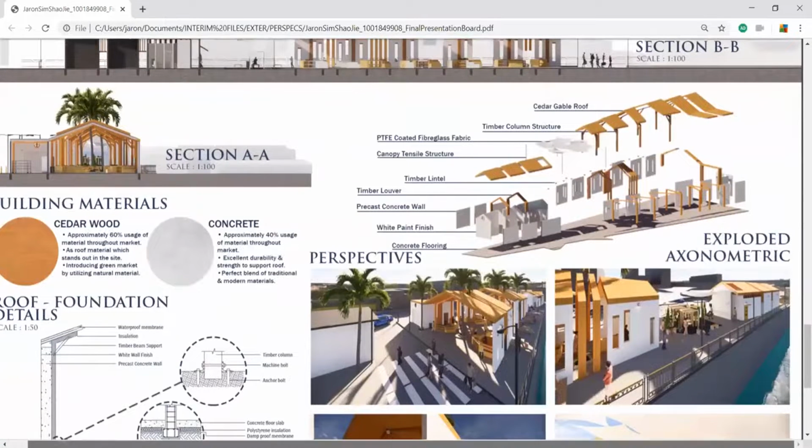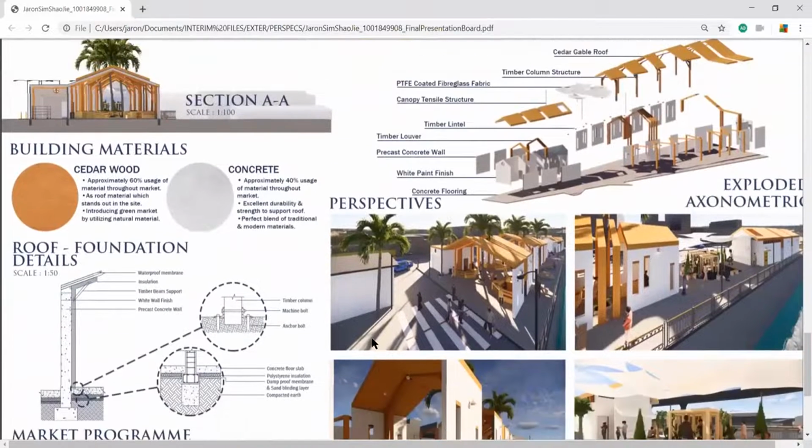For my building materials, I chose cengal wood and concrete as my main materials. I use cengal wood for around 60% of the market as roof material, which stands out in the site, and also introduces a green market by utilizing natural material. And I use concrete for around 40% of the market, which has excellent durability and strength to support the timber roof, and is also a perfect blend of traditional and modern materials.